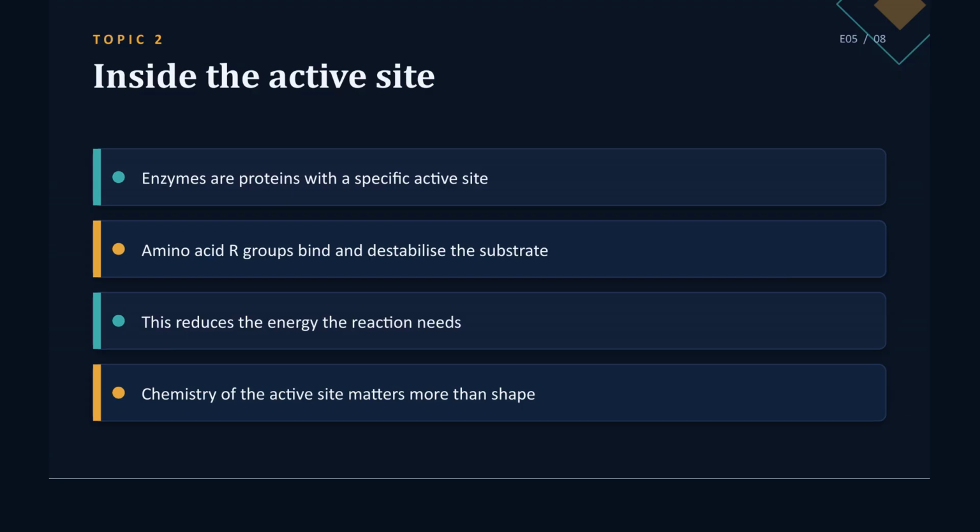Here is a subtle but important point. It is tempting to think the shape of the active site is what matters most, the neat fit we just described. But in fact the chemistry of the active site is more important than its shape. It is the chemical character of those amino acid R groups, what they can do to the substrate, that drives catalysis. Shape brings the substrate close, chemistry does the work.